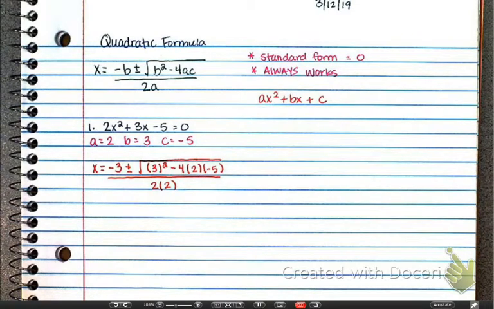Okay, so at this point, all I have done is plug everything in. I'm not simplifying in my head. I'm not using my mental math. I'm plugging it in so I don't mess anything up. So far, so good?